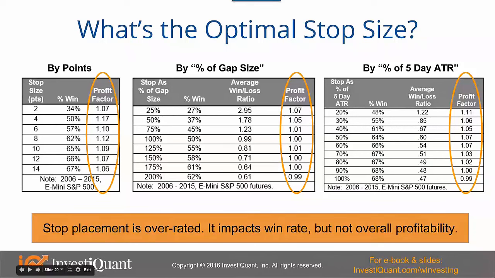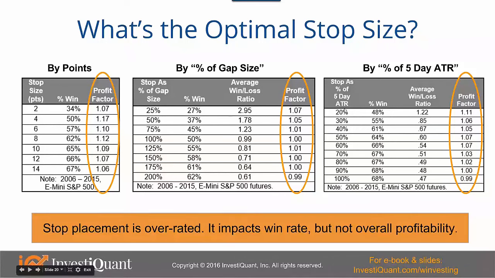Matt, if you're listening, Matt helps me out here at InvestorQuant, I need to fix that. Anyhow, 20 to 40% of the 5-day average true range equates to roughly, in today's volatile markets, 4 to 10 points for the opening gap.